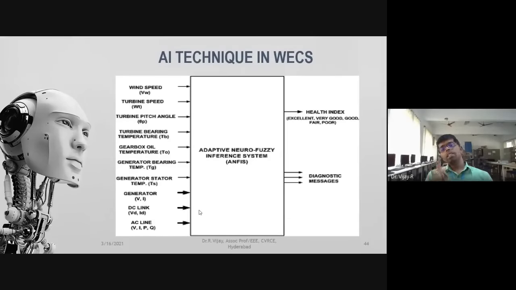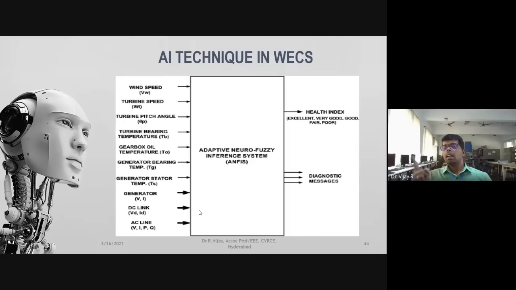So I already told you, instead of going for a fuzzy system, you can use a neural system. You can also go for optimization algorithms. You can also go for AI techniques, some other AI techniques also. This is a simple example. And the output I am going to get is the health index.